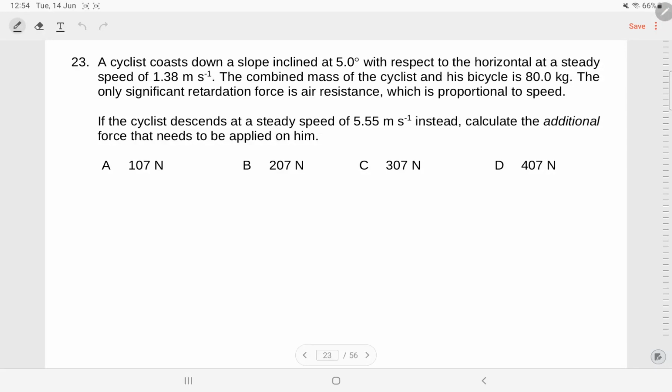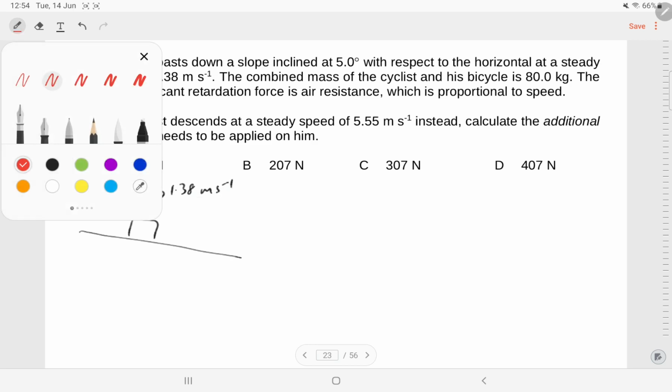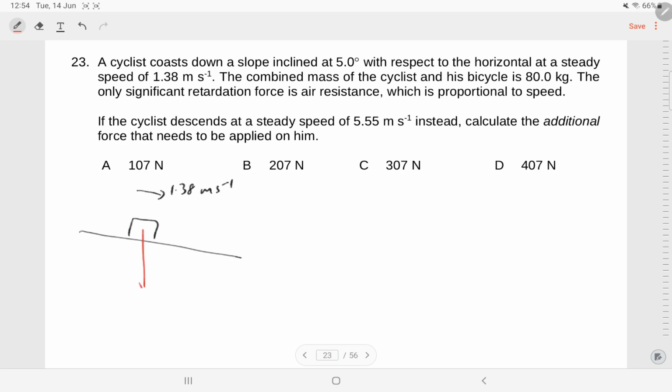A cyclist goes down a slope of 5 degrees. So let's just draw the initial setup. This is a 5 degree slope and he's descending at a speed of 1.38 meters per second. So we know the forces acting on this cyclist. You have the mg component, mg sine theta.